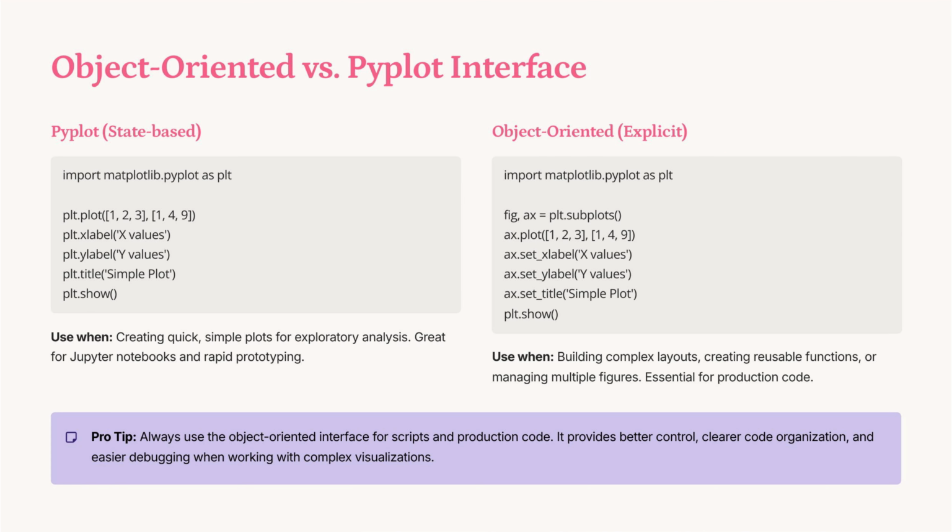The PyPlot interface is ideal for quick, simple plots, especially in Jupyter notebooks. It offers a state-based approach, perfect for exploratory analysis. In contrast, the object-oriented interface is crucial for complex layouts and production code, providing enhanced control and organization. Always prefer the object-oriented method for scripts to ensure clarity and ease of debugging.